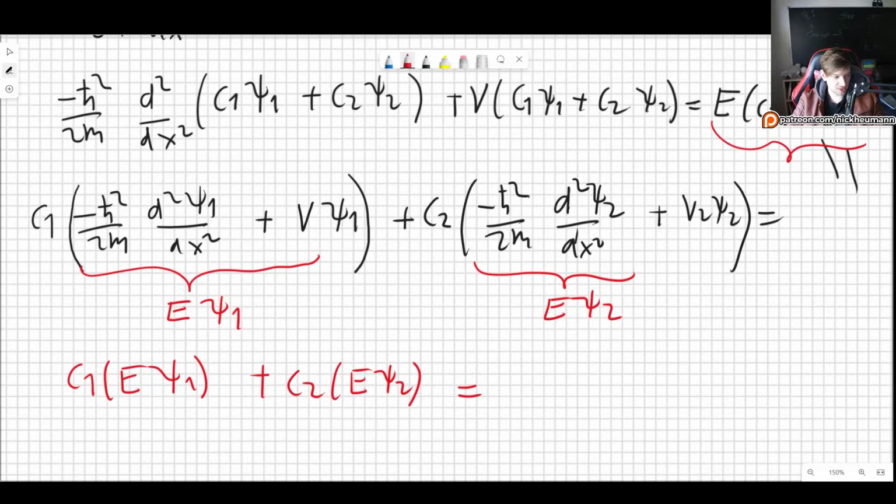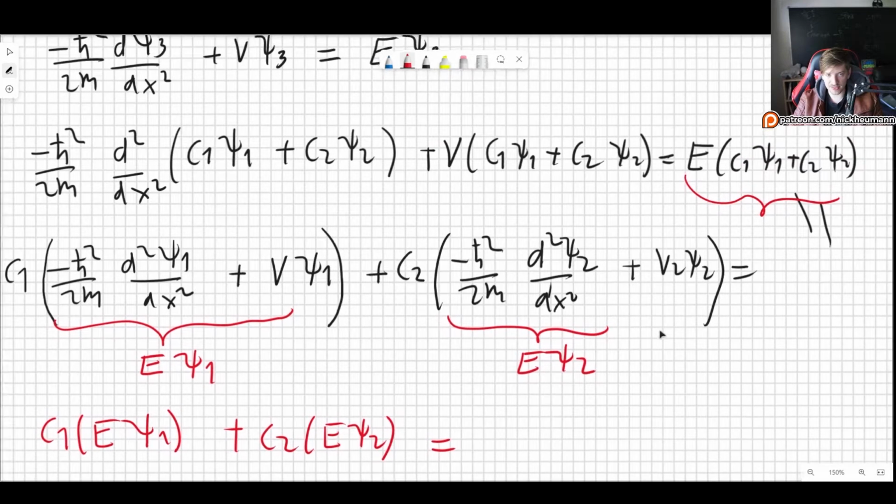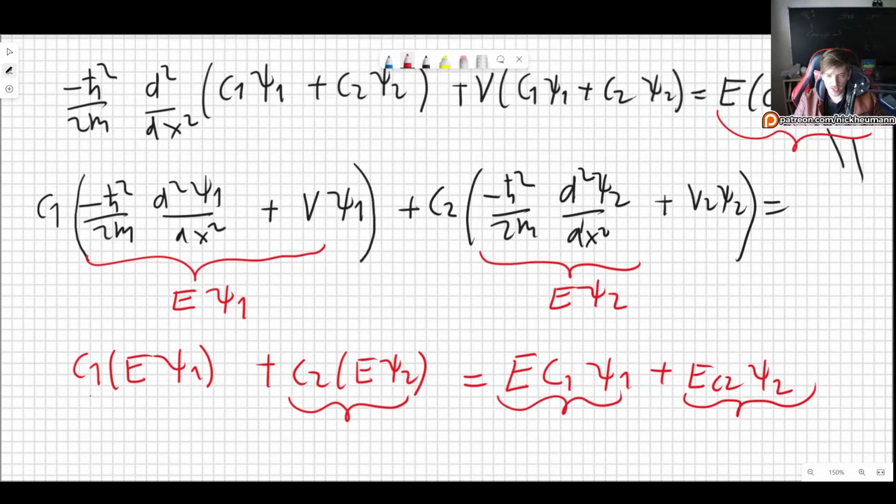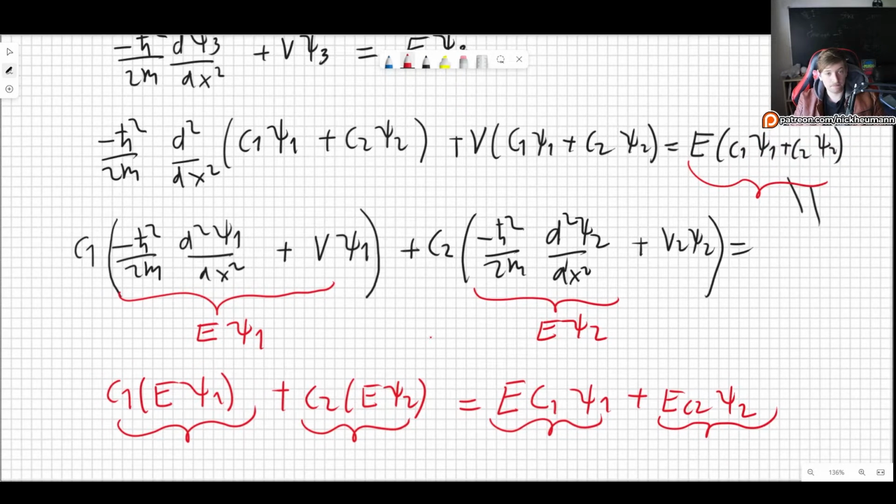So what we have is c1 times E psi 1 plus c2 times E psi 2. And this is equal to what we had there. I don't think you can see it because of my camera, but it is simply that: E c1 psi 1 plus E c2 psi 2. And we can see that E c2 psi 2 is the same as this, and E c1 psi 1 is the same as this. So yes, this is indeed true. Now we have seen that any linear combination of two solutions will also give us a solution.